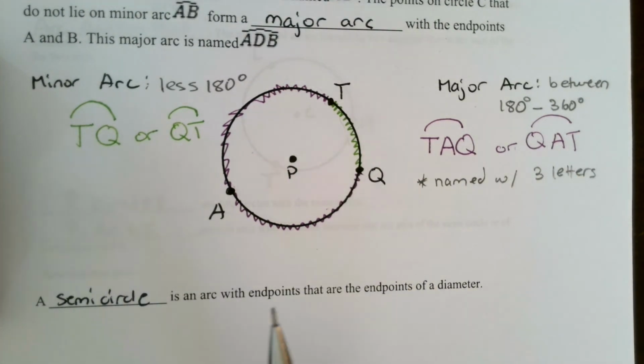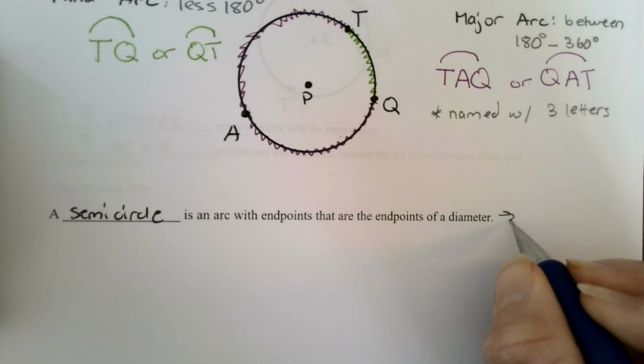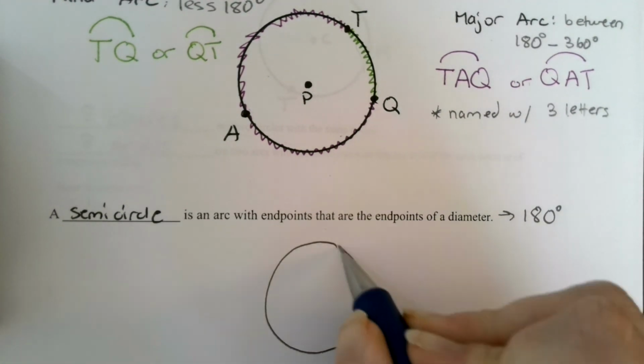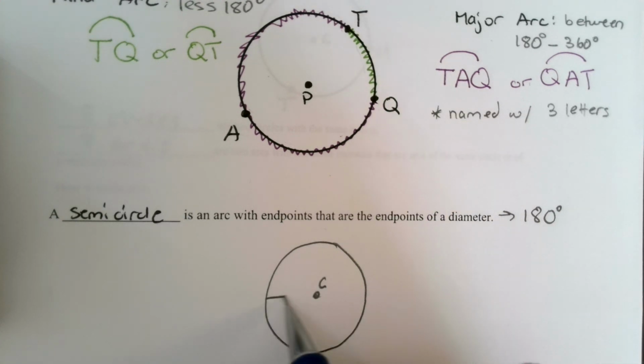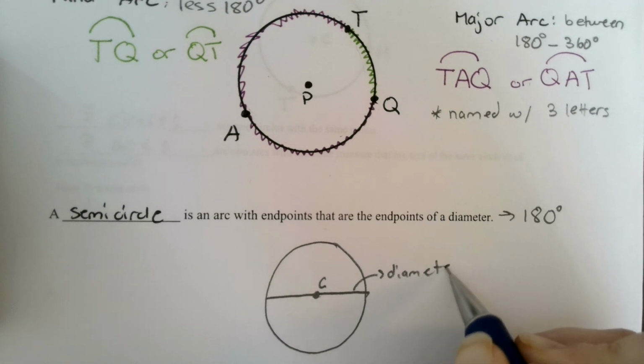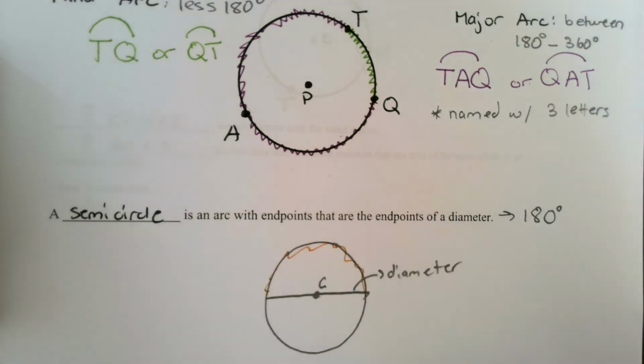The next thing, I hope we all kind of know this one, it's a semicircle. It's an arc with endpoints that are a diameter. It's half the circle. It is, I don't know why this isn't written down, 180 degrees. So if we have a circle, this being my center, that being a diameter, then we have, of course, our semicircle. Semicircles are named with 2 letters. Nothing fancy because it's not minor and it's not major. It's just kind of its own thing.